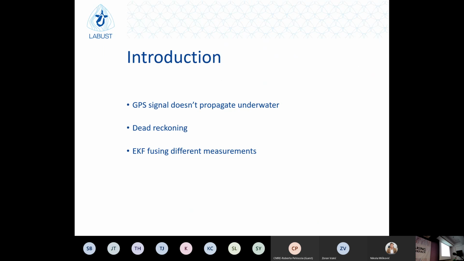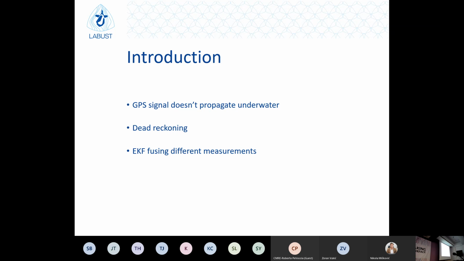So the introduction: in underwater localization, we don't have access to a global navigation system, as GPS signal or Wi-Fi for that matter don't propagate underwater. And as we need to have the location of a robot to achieve most tasks, it's a necessity to find a way to do it.